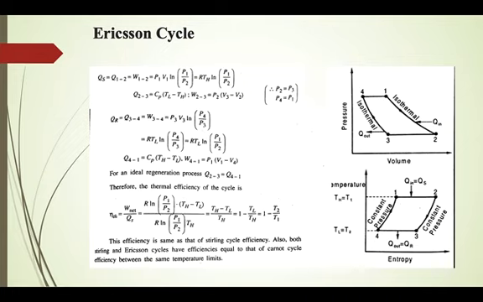That means both Stirling and Ericsson cycle have same efficiencies as that of Carnot cycle when they are working between the same temperature limits. But in practical case, the regenerator has an efficiency less than 100%. Therefore, the efficiencies of Stirling and Ericsson cycle will be less compared to Carnot cycle in practical situation. But if you look theoretically, both Stirling and Ericsson cycle have same efficiency as that of Carnot cycle if they are working between same temperature limits.